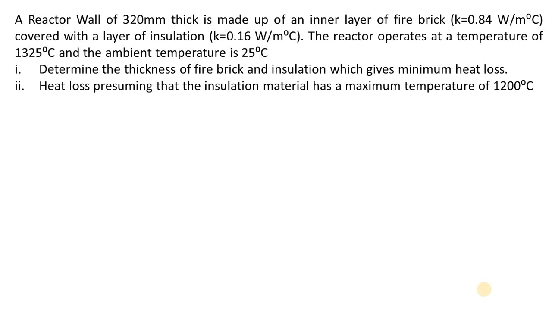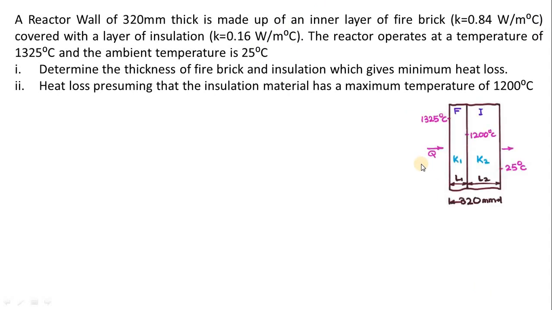Now here I can convert this example into a graphical form in this way. It is a slab having a total thickness of 320 mm. The first layer is fire brick and the second layer is insulation. The outer surfaces are at 1325 degrees Celsius and 25 degrees Celsius. As you know, 1325 is greater than 25, so heat will flow from 1325 to 25. This is the direction for Q.